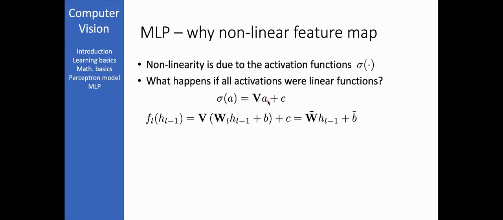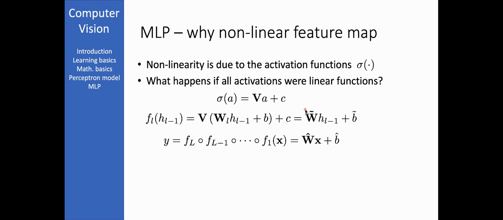Our activation was basically given by a linear transformation itself. So if I write the output of the layer L, given the hidden layer L minus 1, now the activation is basically multiplied by another matrix and added another bias. Effectively, in this case, the entire layer can be written by another linear function.